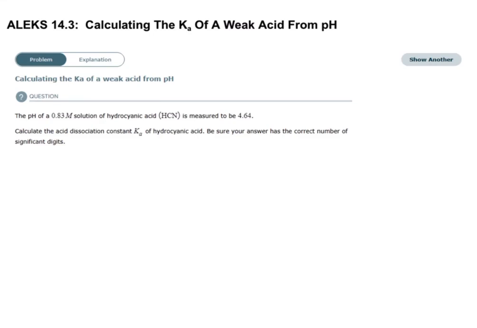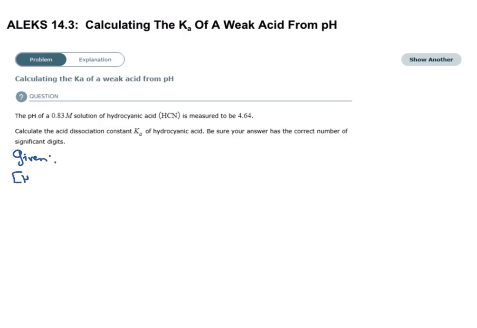We're going to work on an ALEKS problem that deals with calculating the Ka of a weak acid from pH. In this example, the pH of a 0.83 molar solution of hydrocyanic acid is measured to be 4.64. We're asked to calculate the acid dissociation constant Ka and to make sure that our final answer has the correct number of significant digits. So with any story problem, I like to break this down into my given information.